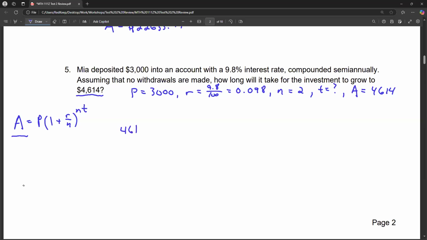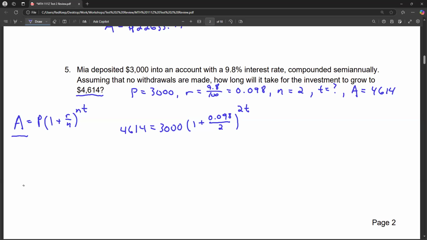So I have 4,614 again for my A value. The principal amount she deposited was 3,000. And then we have 1 plus our R over N. And so our R value was 0.98. We'll divide that by our N value, which was 2. And then we're going to raise it to the power of our N value, which was 2 times T. And we don't know T, if you remember.